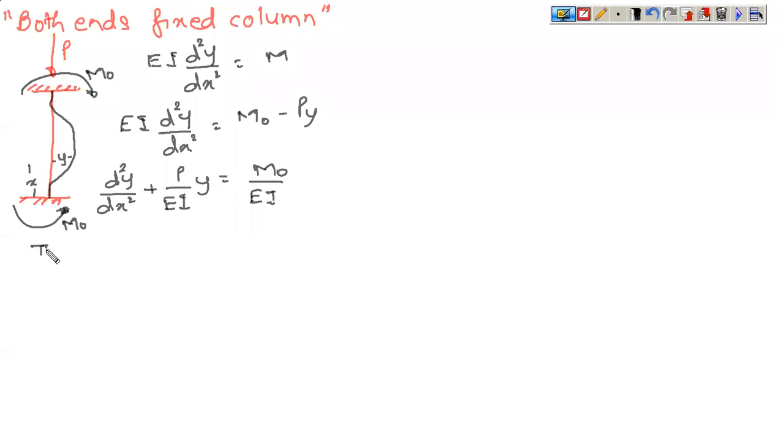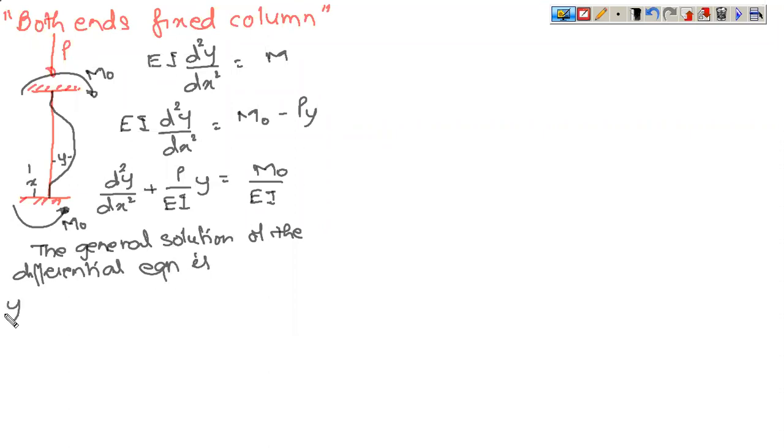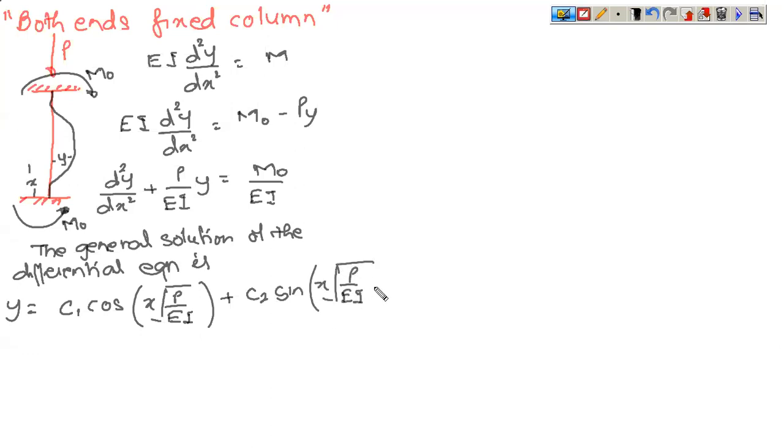So the general solution of the differential equation is y is equal to C1 cos x under root P by EI plus C2 sin x under root P by EI plus M naught by P. This is the general solution to this equation.